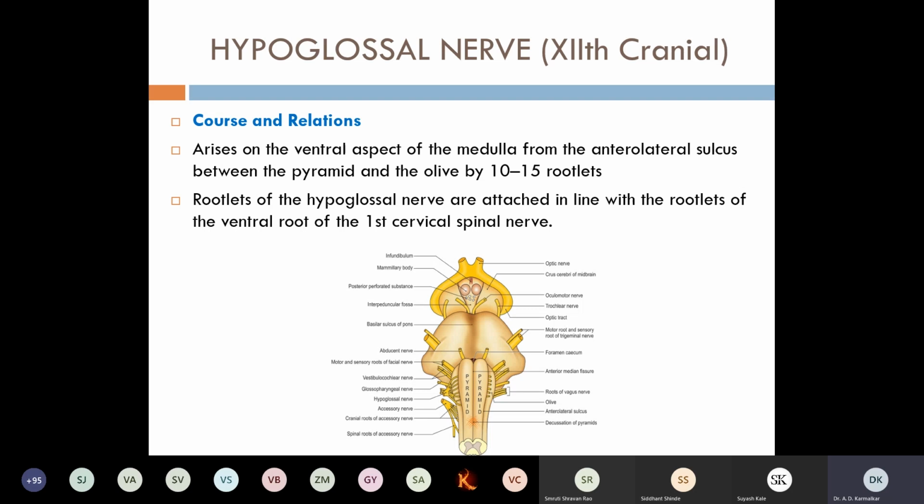So course and relations, as we know, it arises in between the pyramid and the olive, the anterolateral sulcus. From the anterolateral sulcus, which is present in between the pyramid and the olive, it arises as 10 to 15 rootlets. They will join together to form the trunk. And these rootlets join along with the first cervical rootlet of the cervical segment.